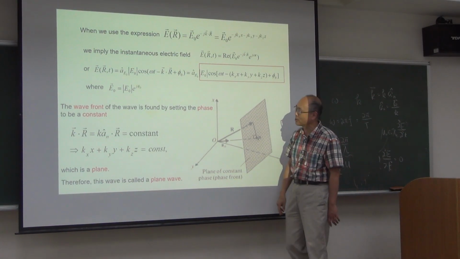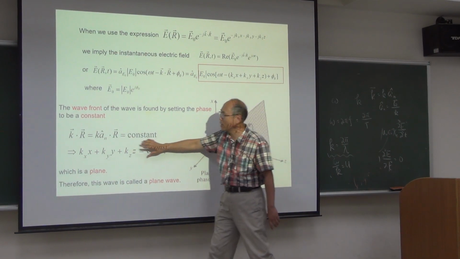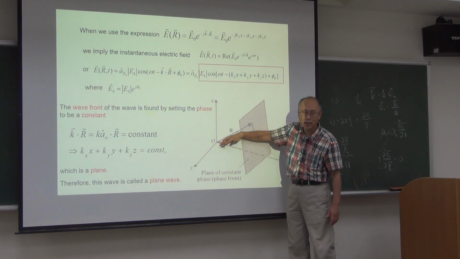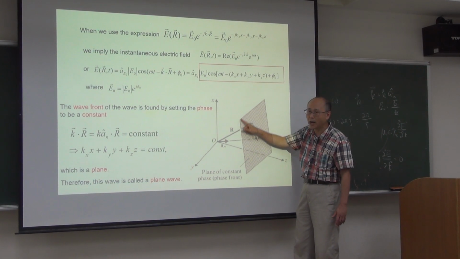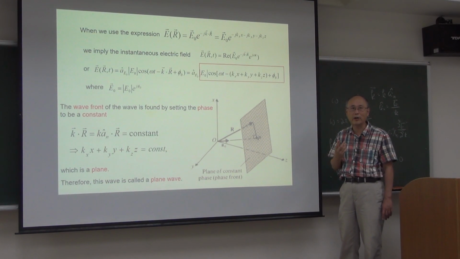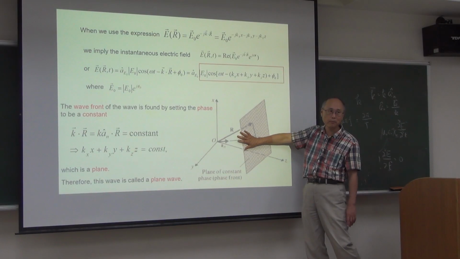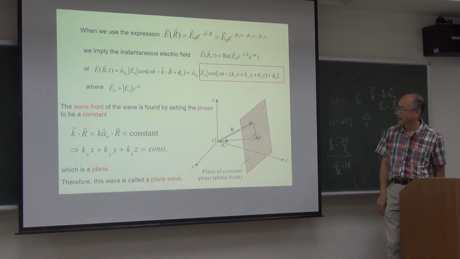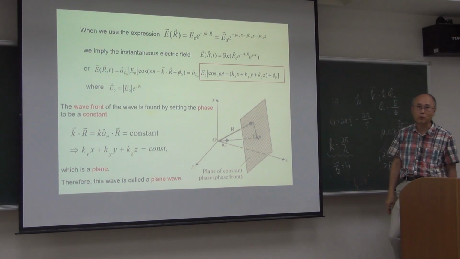This is the geometric construction you already understood in high school, right? K dot r is a constant. It means that you project r along this k direction, and it's always a constant. The only possibility for this position vector is to lie on a plane. So k dot r geometrically defines a plane in space, and that's why we call this a plane wave. So this is more or less the introduction to tell you what a plane wave is.